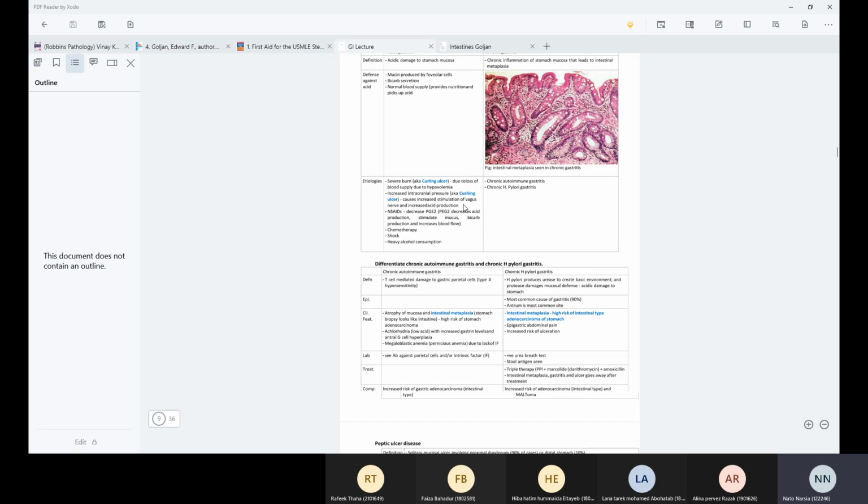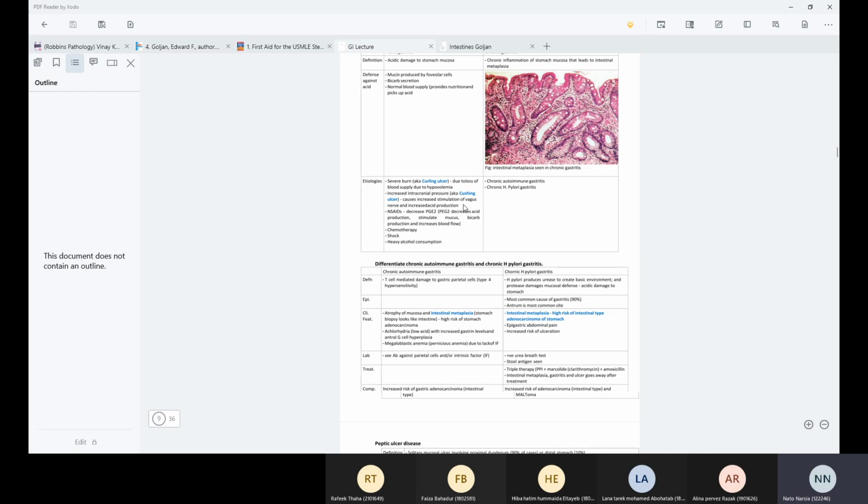What happens in severe burn is that you have loss of blood and fluid, right? You have hypovolemia, and because of hypovolemia you have loss of blood supply to the stomach. If you find acute gastritis with ulceration after severe burn, that is called Curling ulcer. Now, what is Cushing ulcer?